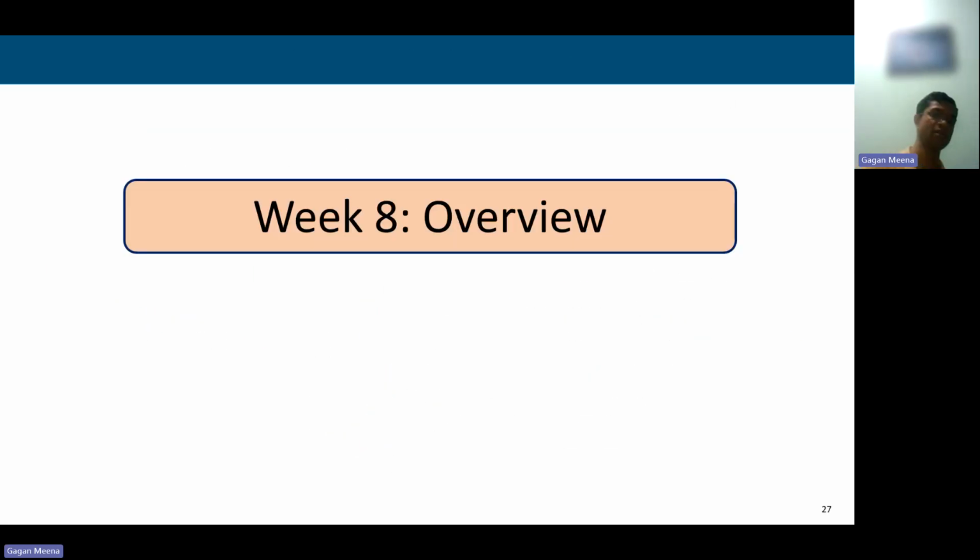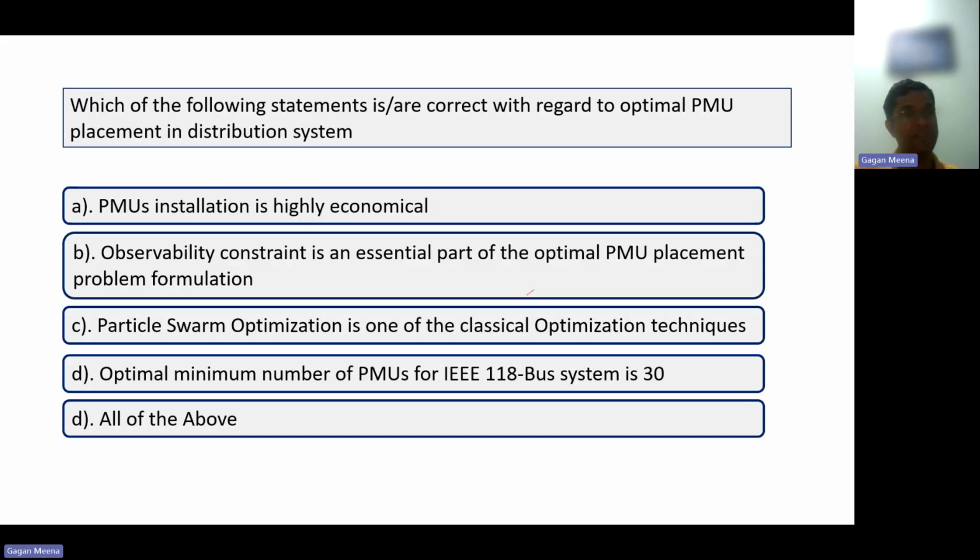Today we discussed everything so quickly, and now let us move to the questions. Again, you can discuss all these things in more detail if required, and the questions are very challenging. The first question is: which of the following statements is/are correct with regard to optimal PMU placement in distribution systems?